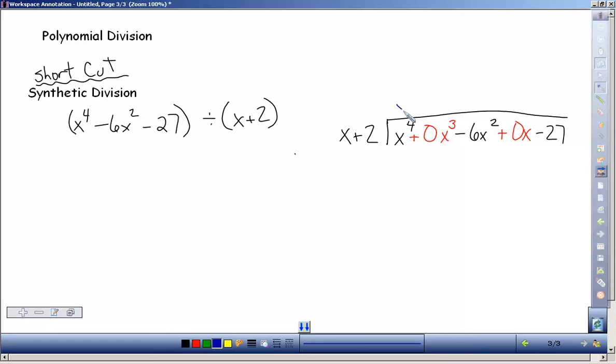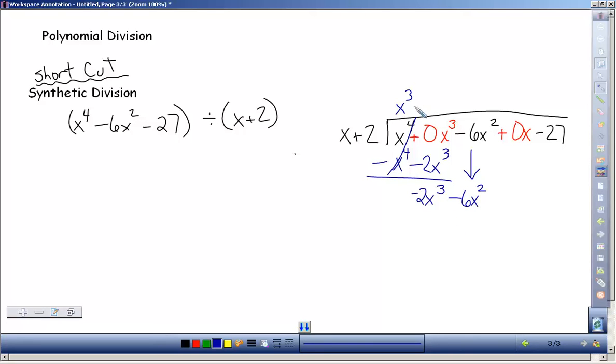x to the fourth divided by x is x to the third. When I multiply x to the third by x plus 2, I get x to the fourth plus 2x to the third. I'm going to subtract everything, so those cancel, and I end up with negative 2x to the third. If we had not had this placeholder here, we'd have been trying to put x squared and x to the third together, and most people don't pay attention, and that causes a lot of headache. So having these placeholders is extremely important. Carry down and repeat the whole process over again.